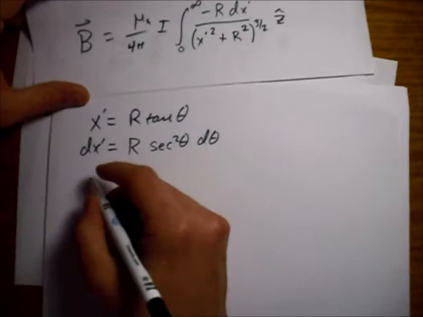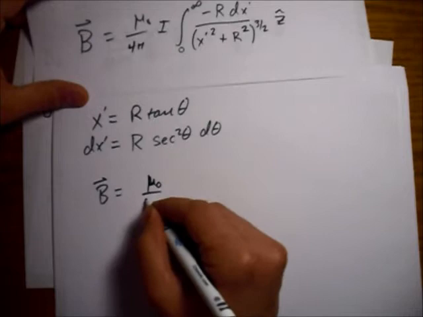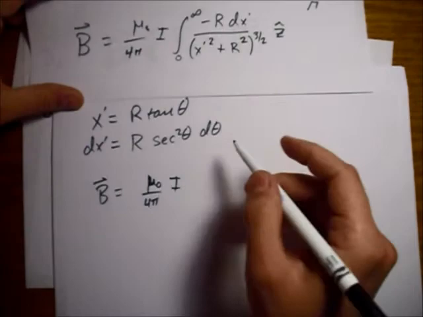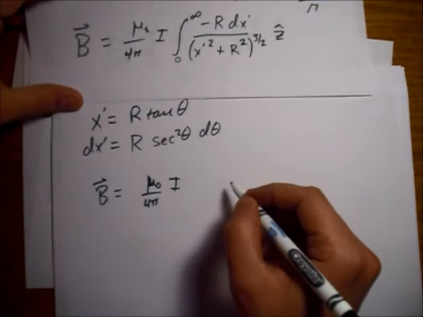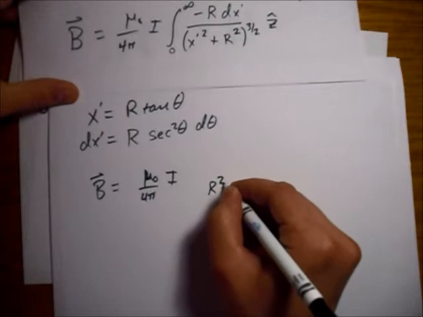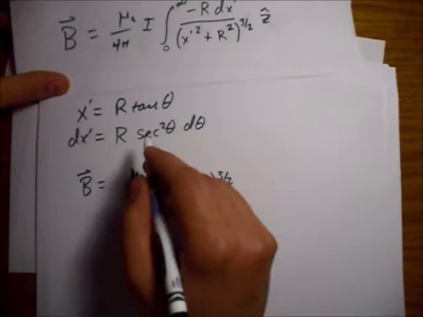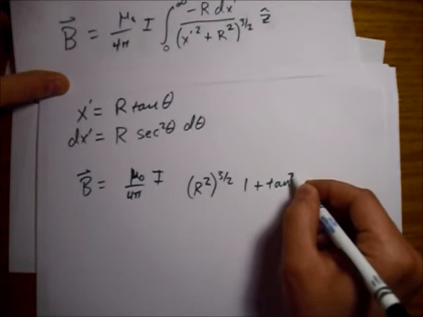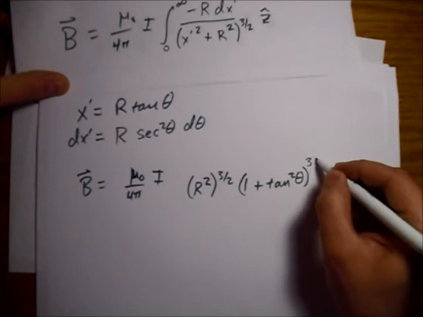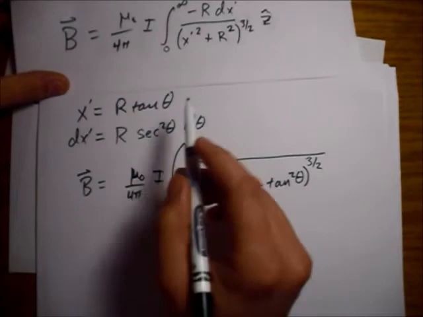So now, mu naught over 4 pi, we have an I, we have, where am I? We have an R squared to the 3/2 power, which, okay, so I'm factoring that out of this. And then we have a 1 plus tangent squared of theta, again, to the 3/2 power. That's the bottom of our integral. Kind of doing this in a weird way, but.